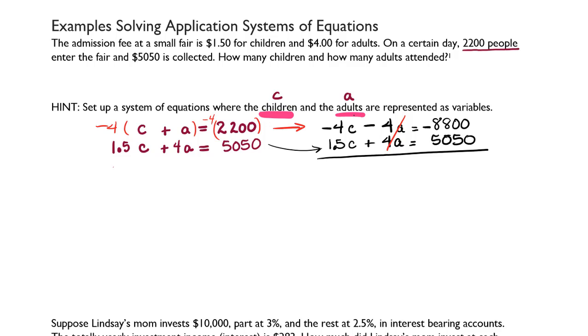And so then we can combine -4c plus 1.5c is -2.5c. -4a plus 4a is 0. And -8,800 plus 5,050 is -3,750. And now we need to solve for c. So we just divide both sides by -2.5. And let's see what we get. Feel free to just put this in your calculator. 1,500.